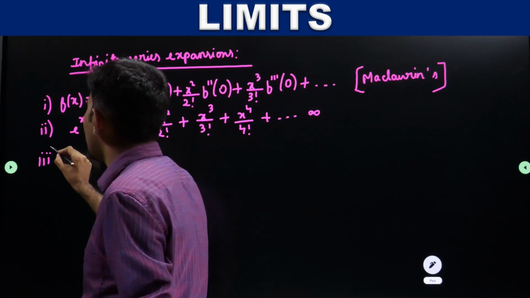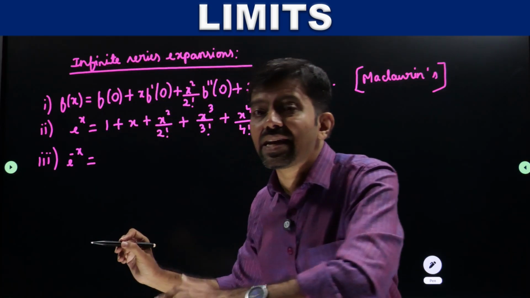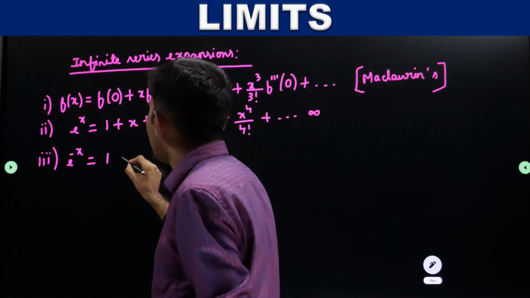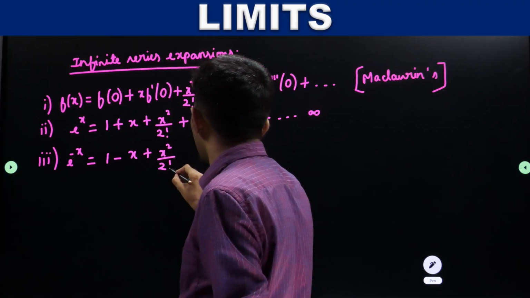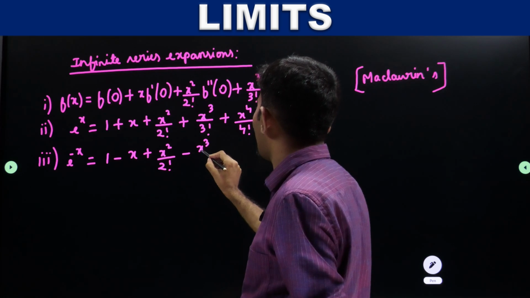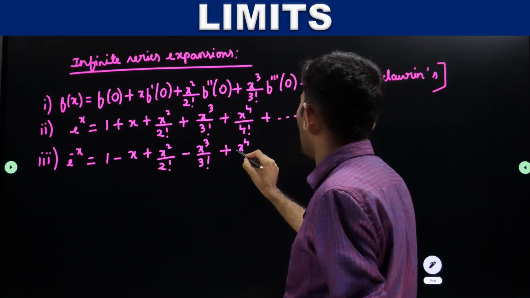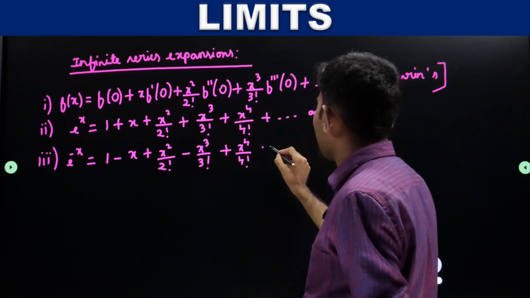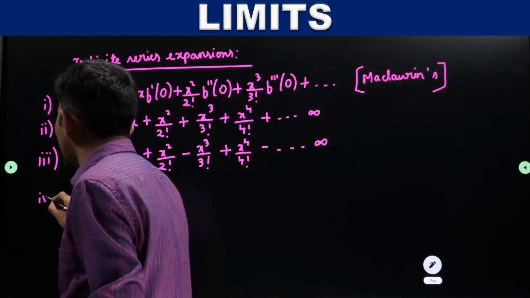e power minus x. It's alternate plus minus, same as above. 1 minus x plus x square divided by 2 factorial minus x cube divided by 3 factorial plus x power 4 divided by 4 factorial minus, etc., up to infinity. Infinite series expansion for e power minus x.